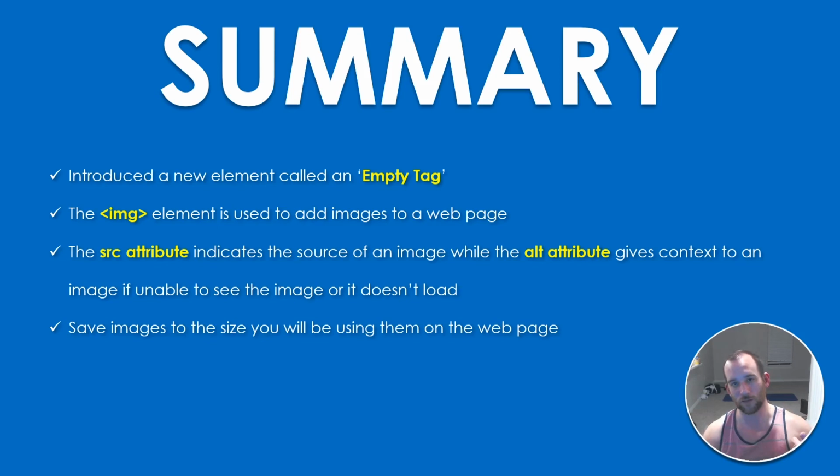And again, the source attribute is where you're telling the image element where the file is that you want to load on your web page, where the image is. And the alt attribute gives context to what the image is if it doesn't load. Okay. I don't have this listed here, but again, you can change the height and the width of an image. I didn't really list it because we're going to do that later with CSS, when we get there.